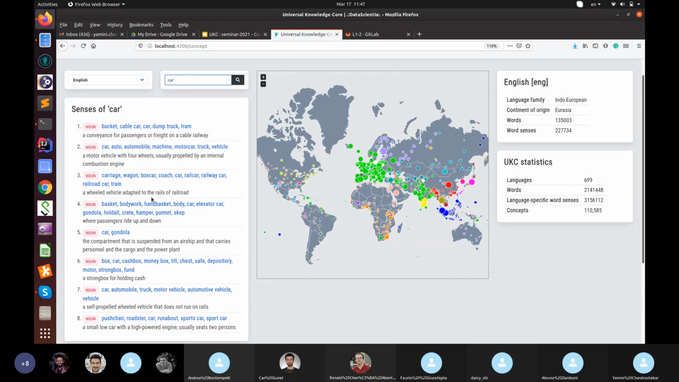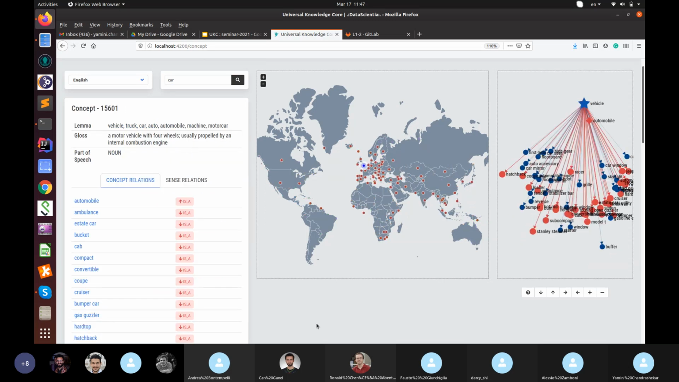Apart from this, also on the right, in the middle, we have the world map, which showcases all the languages that are present. Each circle represents a language, and when we hover over the circle, we can actually see the size, see the statistics of the particular language, and also some linguistic information such as the family it belongs to.